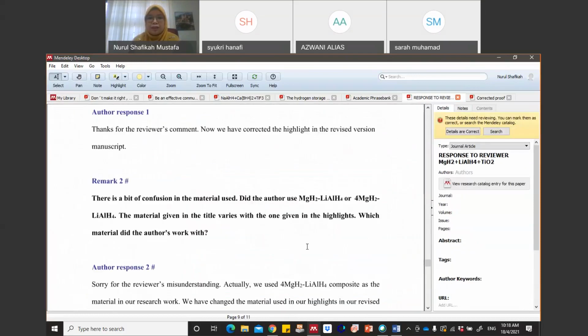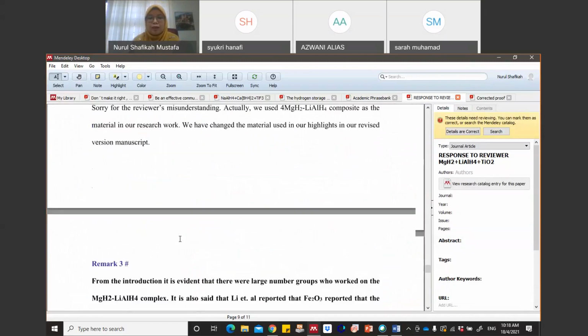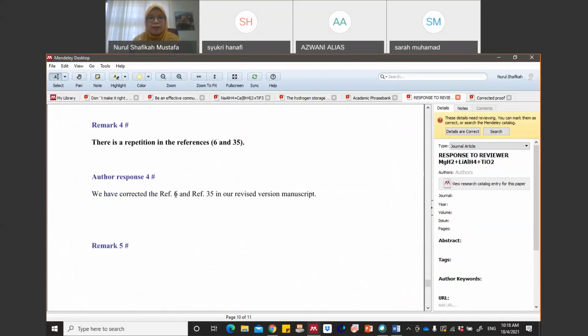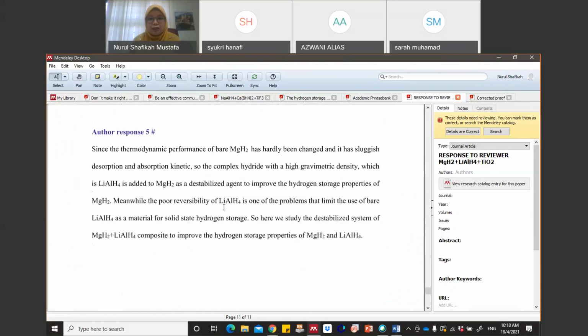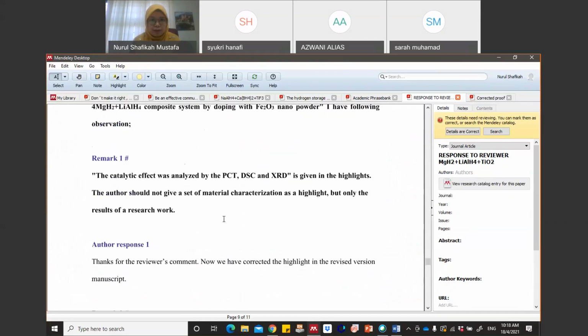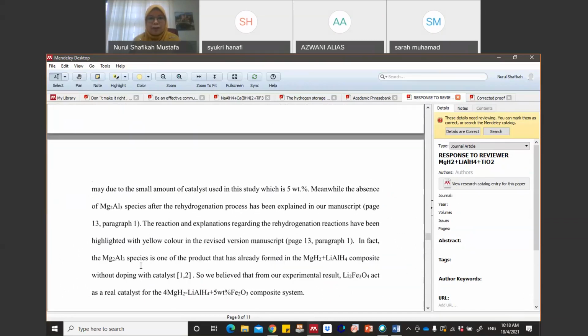For example, here, we have changed them and used highlight in our revised version. So state the page: what page you have. For example, we have corrected reference 6 in our revised version. Okay, this is some of the response. We have to highlight which part you have revised. For example, here direction and inspiration have been highlighted in the revised version of the manuscript.